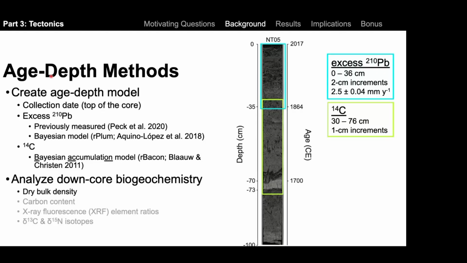Once I had the age depth model, then I had to analyze the downcore biogeochemistry to assess habitat change through time. I won't talk too much about this. I ended up going with dry bulk density. It's like the most simple method to measure something, and it turned out to be seemingly the best. But I can talk about the other things I tried too.